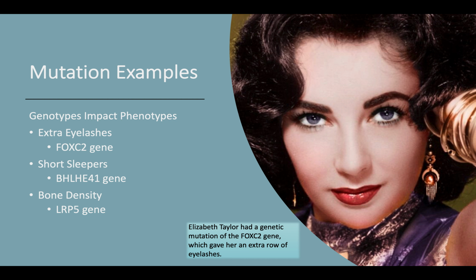So the example that I give with this image is actually Elizabeth Taylor. She had a genetic mutation of the FOXC2 gene that we talked about, which gave her an extra row of eyelashes on her eyes.